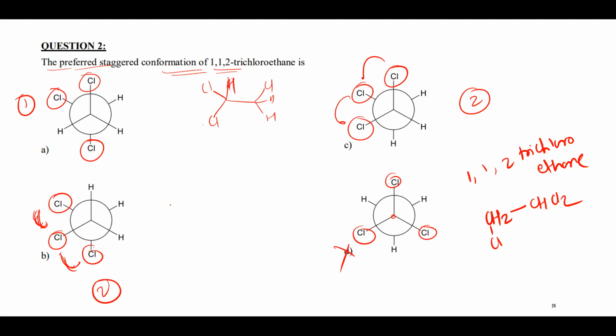So we'll look at A, B, C, and here you can clearly visualize that in structure A only one gauche interaction is present. Only one gauche interaction is present. So that's why structure A is the preferred staggered conformation for 1,1,2-trichloroethane. All right. I'll just come.